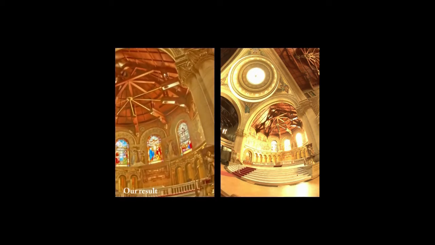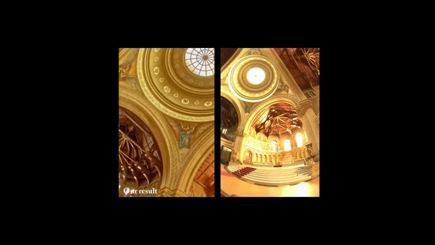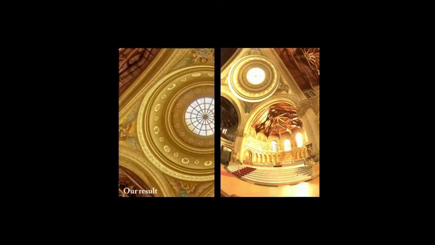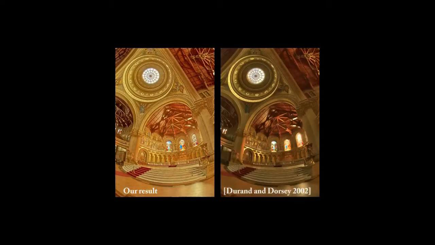The patterns on the stained glass windows can be seen clearly. The originally very dark regions, such as the top left corner of the image, are enhanced. Other details, such as the paintings and textures, are preserved. We show the tone mapping results from other methods.